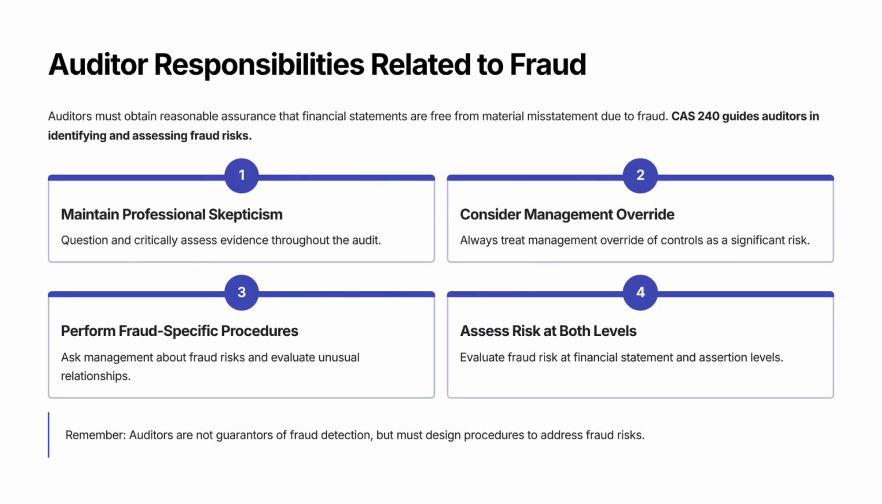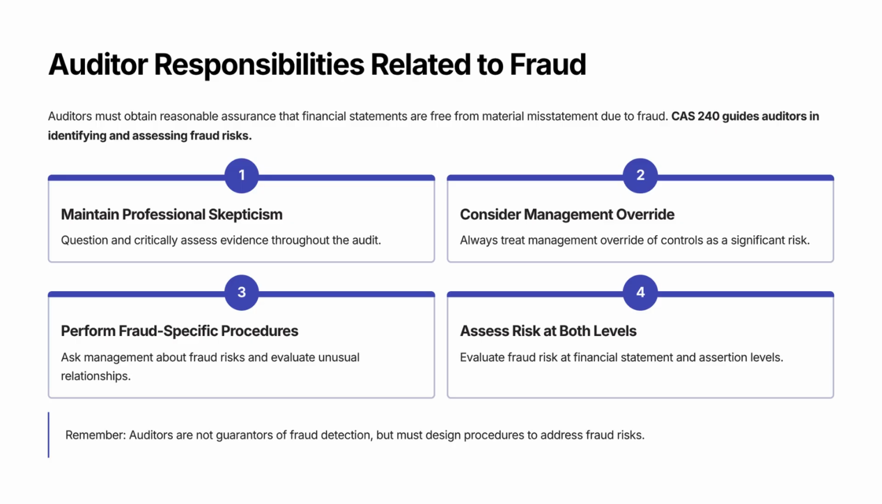Now, what is the auditor responsible for? Auditors are responsible for obtaining reasonable assurance that the financial statements are free from material misstatement, whether caused by error or fraud. CAS 240 provides the auditor with guidance on identifying and assessing RMM due to fraud at both the OFSL and the assertion level. But here's the key: auditors are not guarantors of fraud detection.